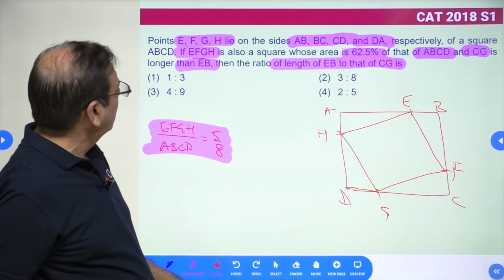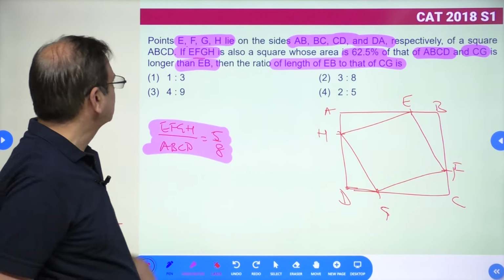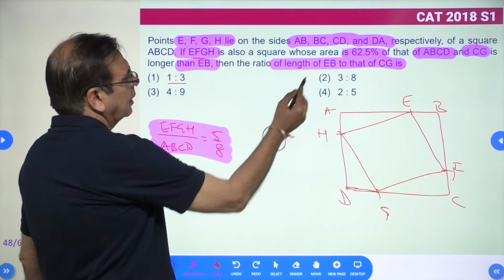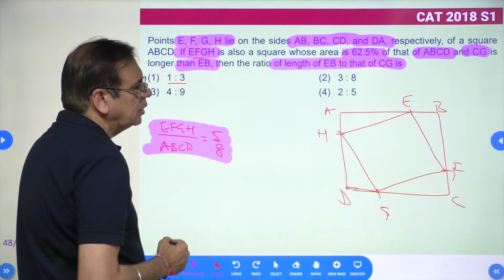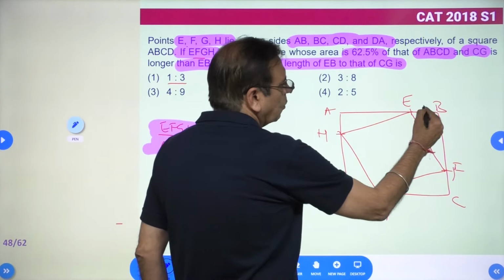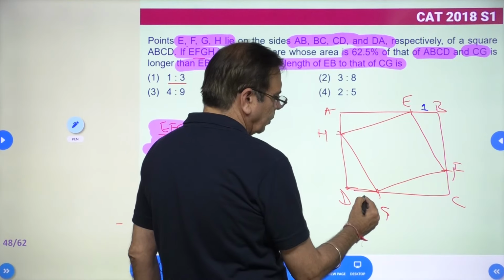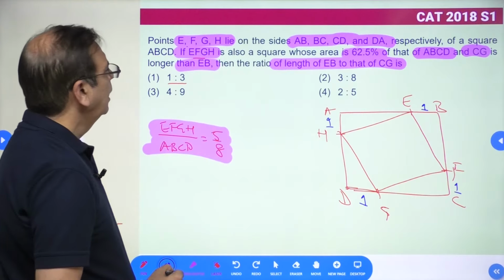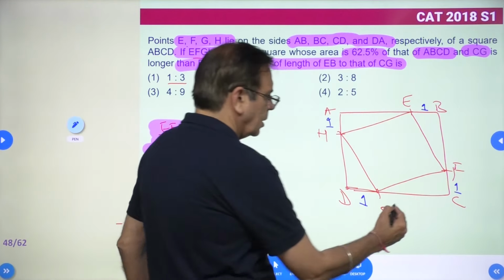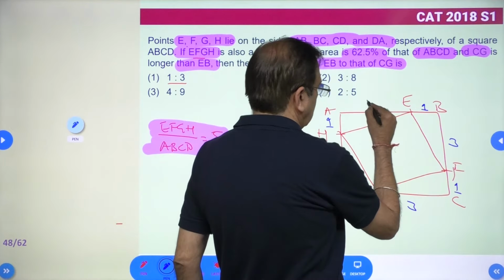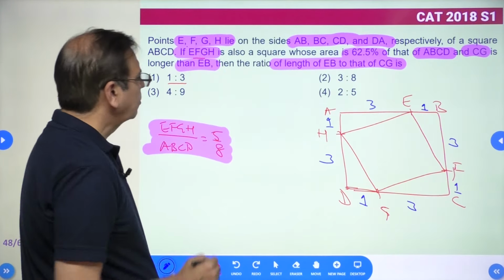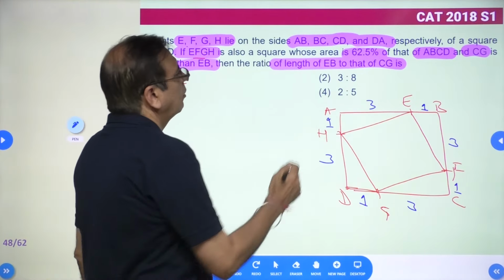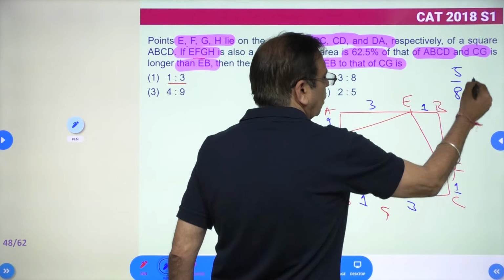Okay, so what should I do? Check choices. Let's check the choices. If this is the answer, 1:3. The ratio of length of EB to CG, what is EB? If EB is 1, then this will also be 1, this will also be 1, and this will also be 1, the smaller one. And CG will be 3. What does that mean? If I go by this, I want my answer of ratio of areas to be 5 by 8. This is what I'm looking for.